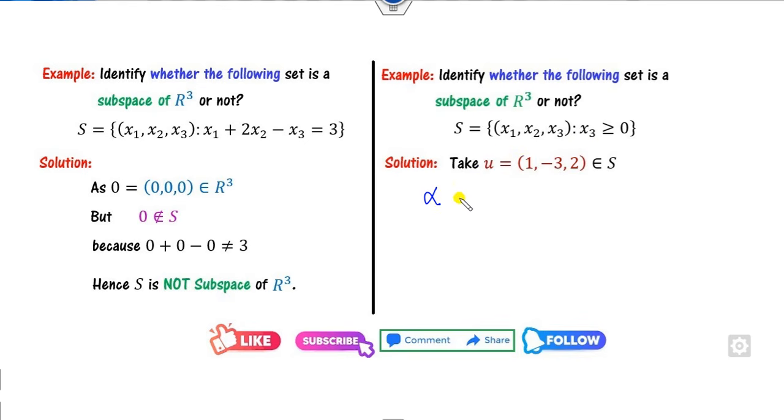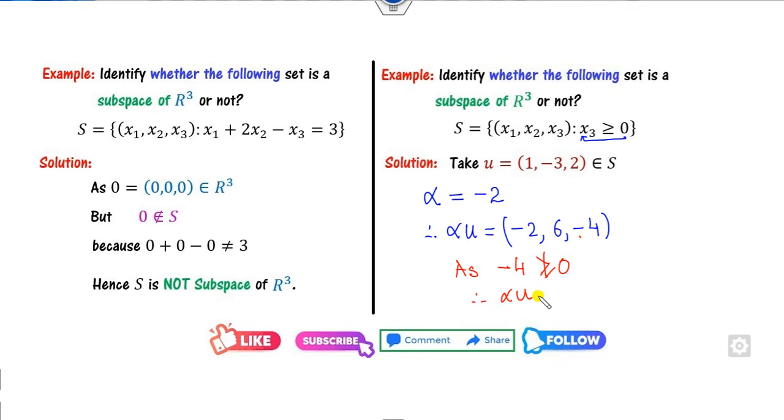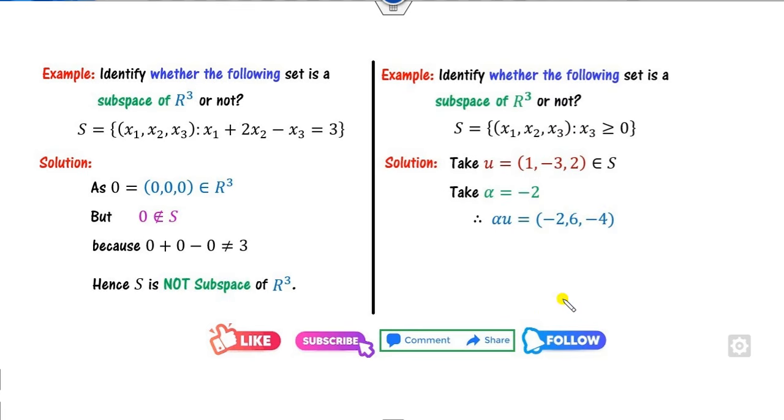Can you choose an alpha so that this property for alpha U will not be satisfied? If I choose alpha as -2, then x3 will be -4. So clearly x3 as -4 is not greater than or equal to 0. Therefore alpha times U is not part of S. Hence it is not a subspace. Remember, one counterexample is enough to disprove that.